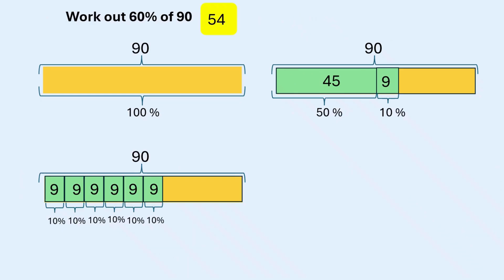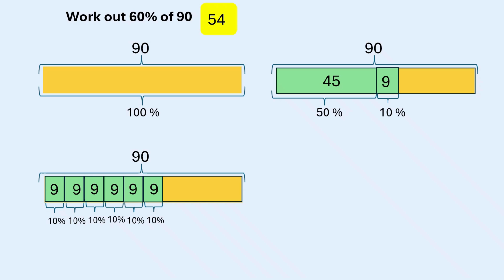I just want to go back a minute to that initial percentages of amounts question we did, which was work out 60% of 90, because we can link it to another percentage skill. And I'm just going to show you how that works. So if we are working out 60% of 90, another way we could think of it is that we are keeping 60%. What are we getting rid of?